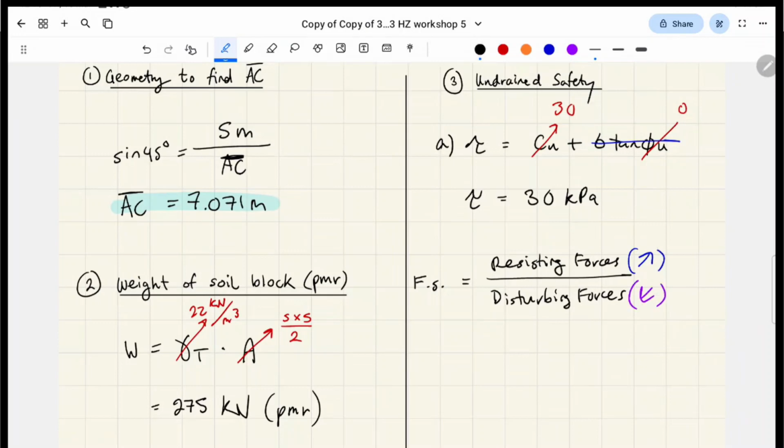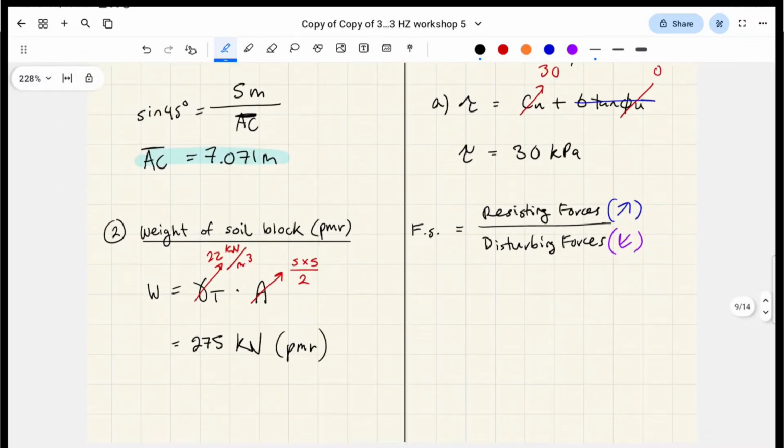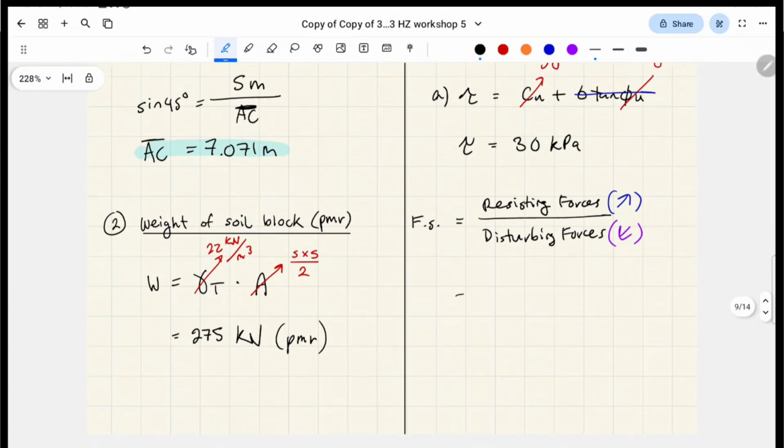Right? It's that tangential component of the weight, which is going to be our disturbing force, essentially. So the resisting force is tau multiplied by AC. I should probably explain that.